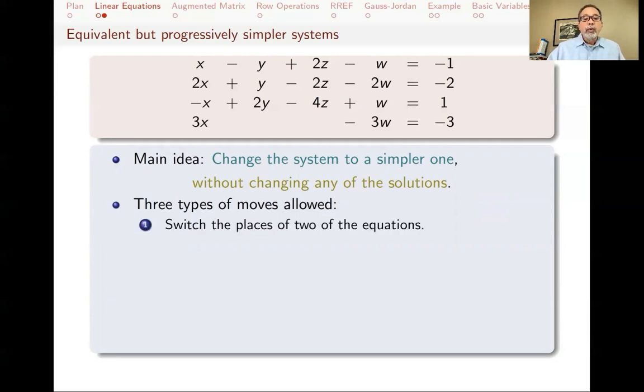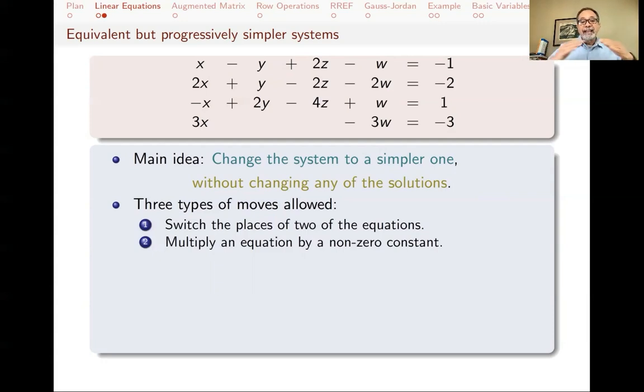So what are they? One of them is that we are allowed to switch the place of two equations. That clearly isn't going to change anything, and it sounds silly. If I like that fourth equation a lot, I can bring it to the top if I want to. I can also multiply an equation by a non-zero constant.